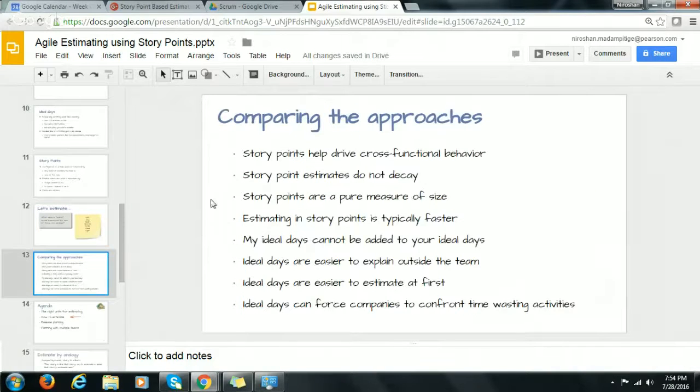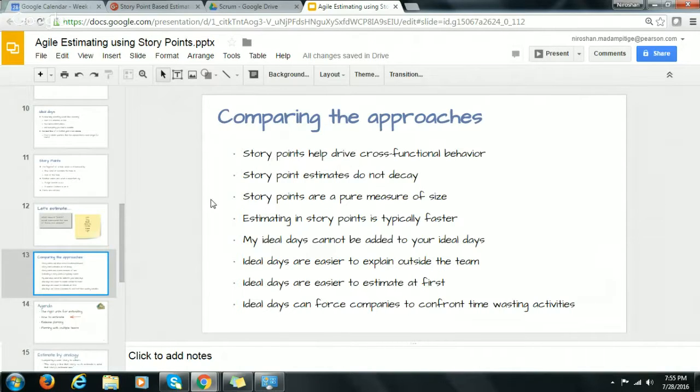Let's proceed. Now, if you try to compare these 2 approaches, story points help drive cross-functional behavior. Story points estimates do not decay. That means whatever estimations you are giving will not decay. It's going to be valid forever. Story points are a pure measure of size. Estimating in story points is typically faster. These are some of the reasons why you could use story points in an Agile environment.